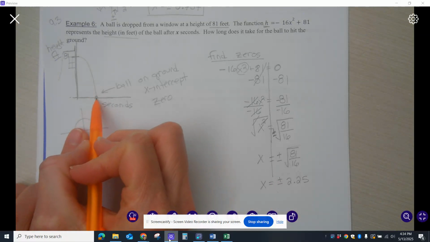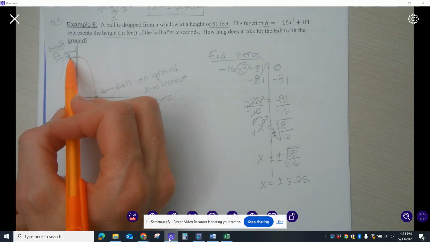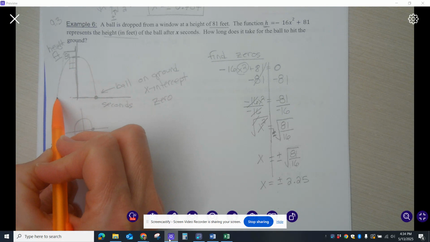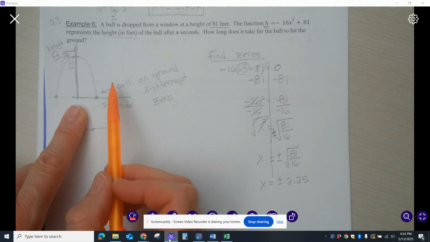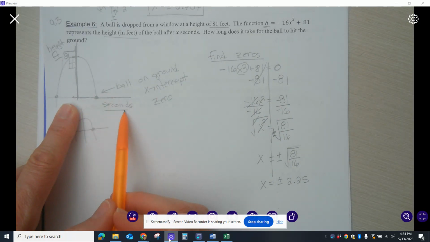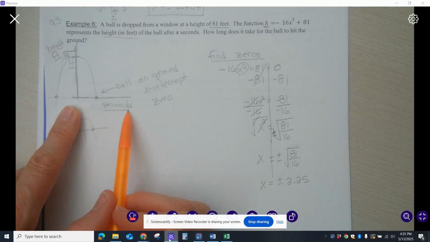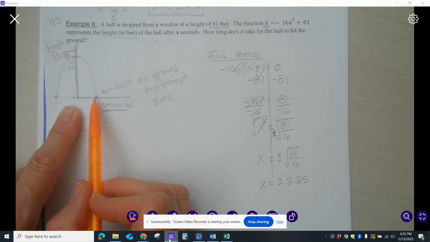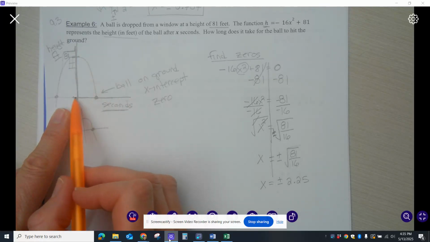I thought I was only finding this point where the ball hits the ground. Why do I have two answers? So this other answer, if I drew the other side of the parabola, would be this x-intercept over here. But we're talking about a ball, and we're talking about real world. And our x value is seconds. So thinking of negative seconds doesn't make sense. Time is always positive.